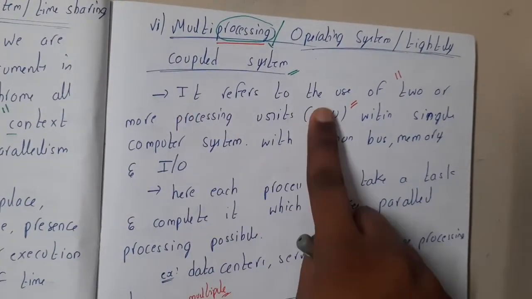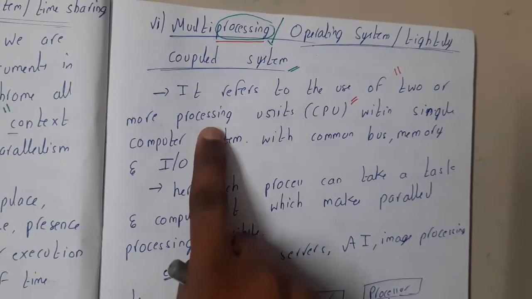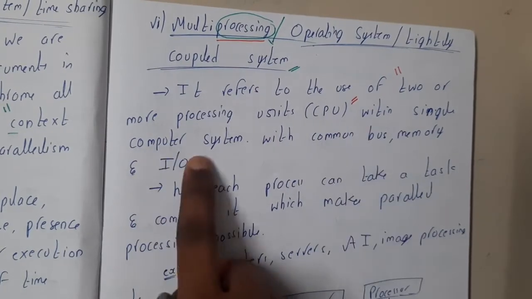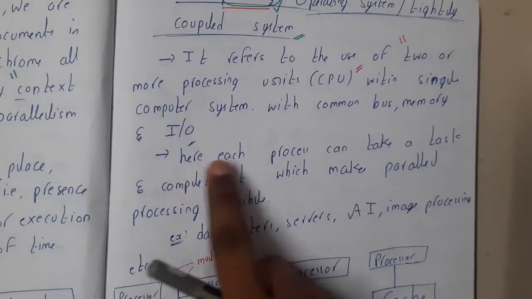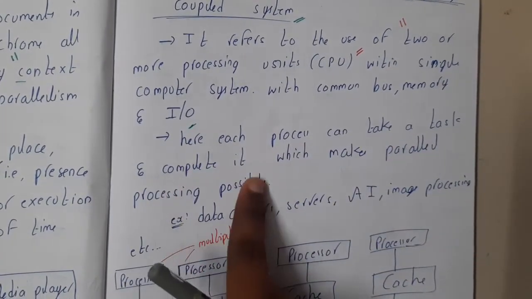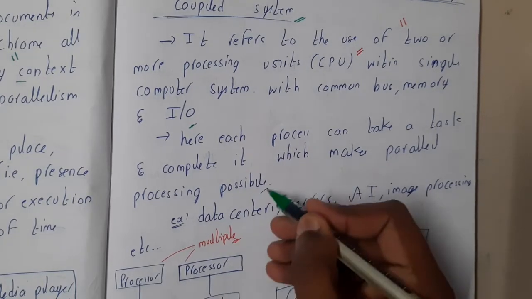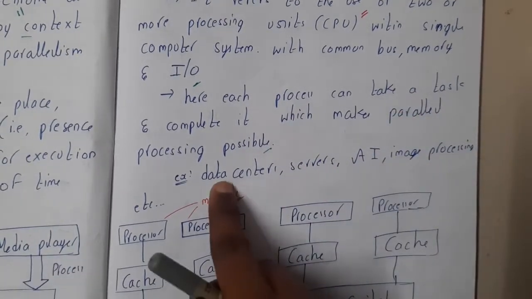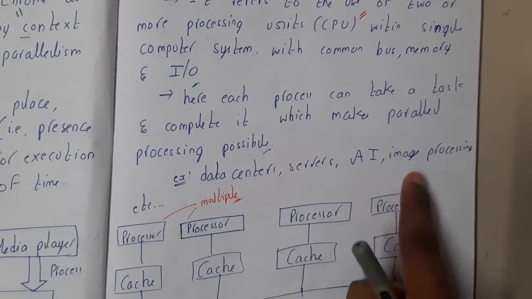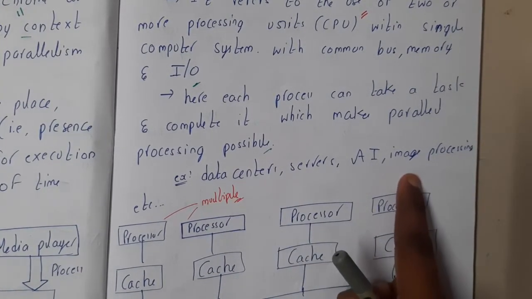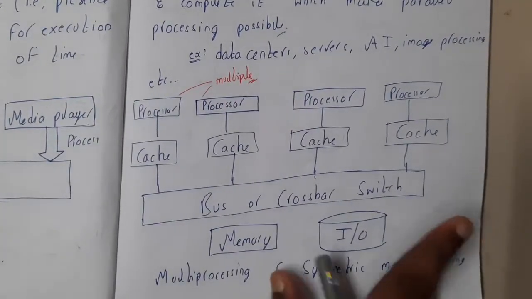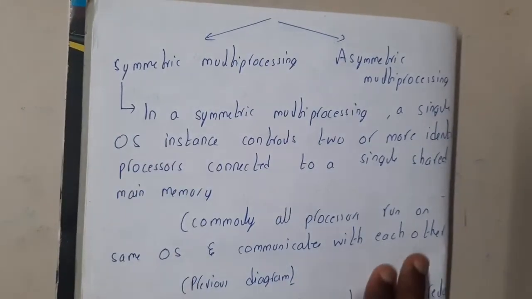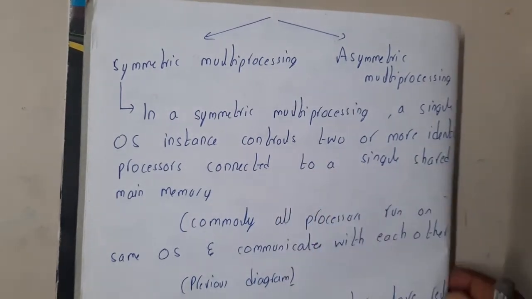It refers to the use of two or more processing units, that is CPUs, within a single computer system with common buses, memory and IO. Got it? Here each processor can take a task and complete it, which makes parallelism possible. They are used for data centers, servers, AI applications, machine processing, image processing, and many things. This is a small structure; if you want to identify it, it will be really easy, right? Now let us go through the two different types. The first type is symmetric multiprocessing, and the second type is asymmetric multiprocessing.